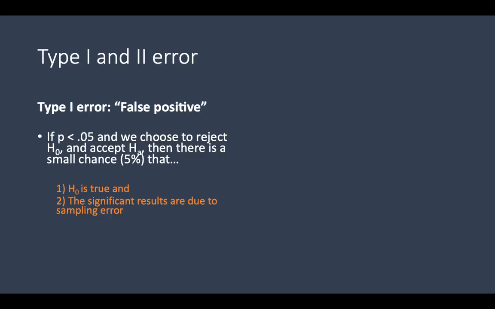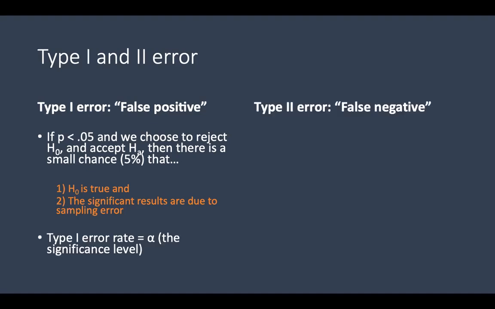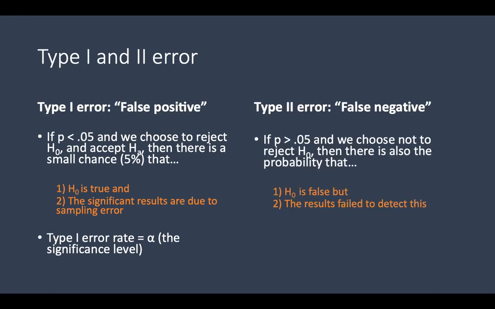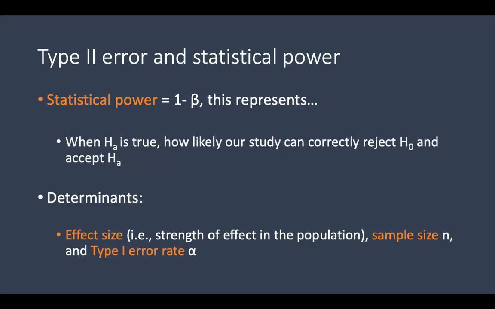Okay? And we talked about type 1 and type 2 error. Type 1 error is the false positive, which is usually indicated by the level of alpha. Type 2 error is the false negative, indicated by the error rate beta. You can go back to see what exactly alpha and beta represent in the setting of the difference between two sample population means. 1 minus beta is our statistical power.